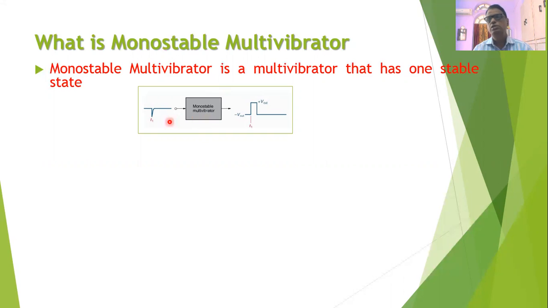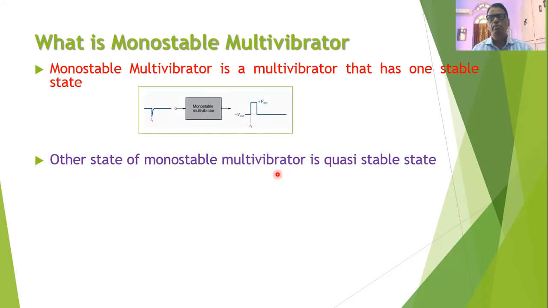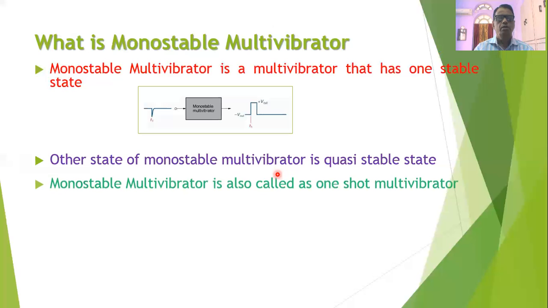So in order to change the state of the monostable multivibrator, we need to apply one external trigger pulse. When one external trigger pulse is applied to the monostable multivibrator, then at the output, one square wave is generated. The other state of the monostable multivibrator is a quasi-stable state or temporary stable state.